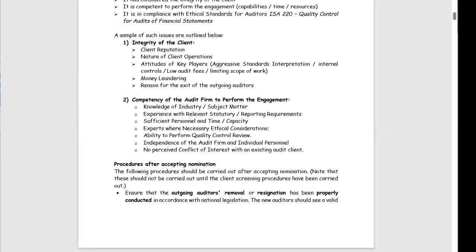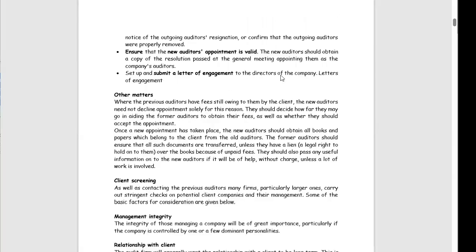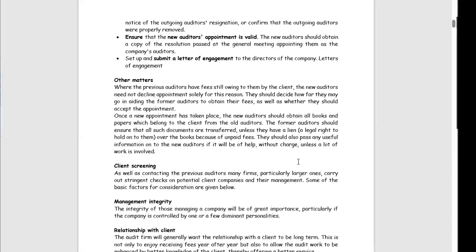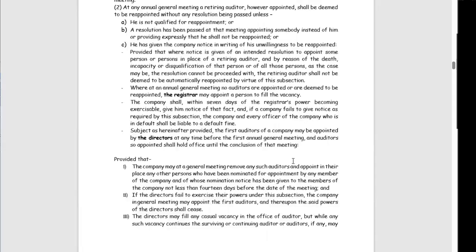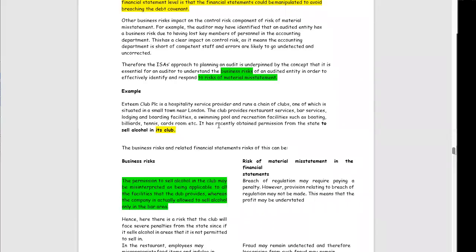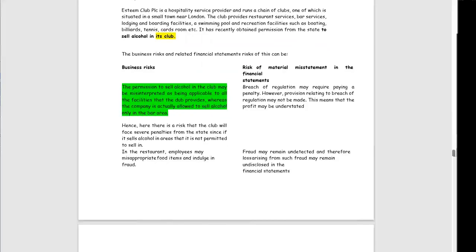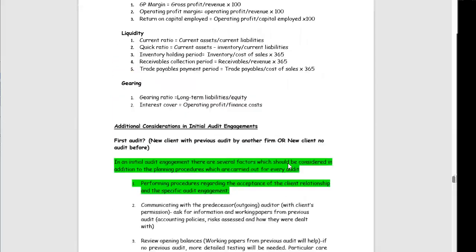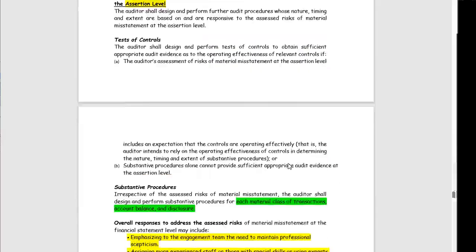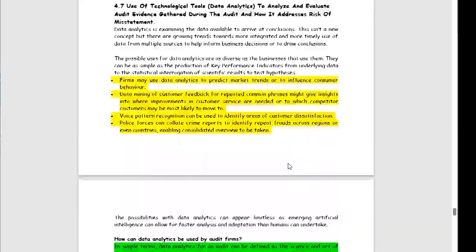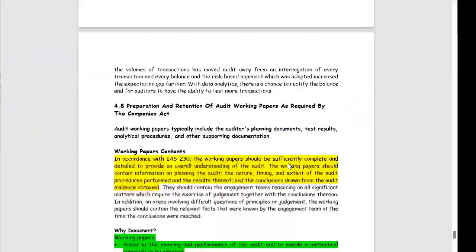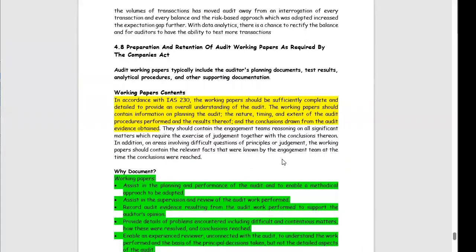So I've also done the screen share from my end. I'm taking that particular page. So that's where we are now.